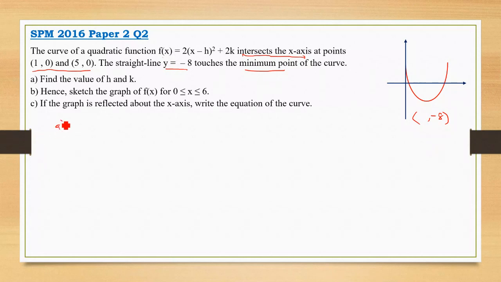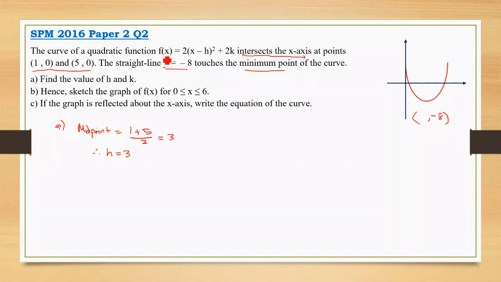So to find your value h, which is your value for the axis of symmetry, you find the midpoint. How do you calculate your midpoint? You take the x values for the two intercepts, which are 1 and 5, and divide by 2, so you get 3. In other words, your h equals 3. So you have already answered your h. Now how about k?